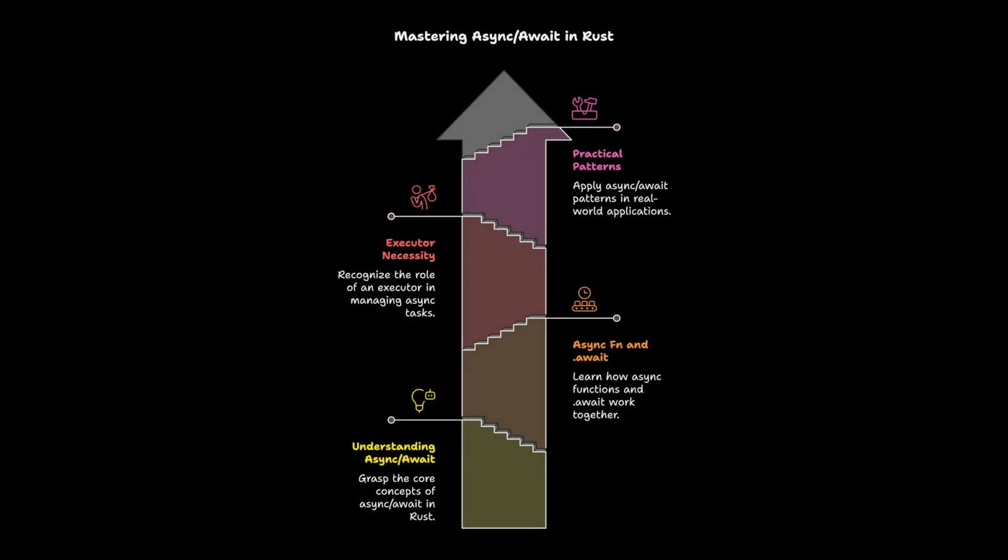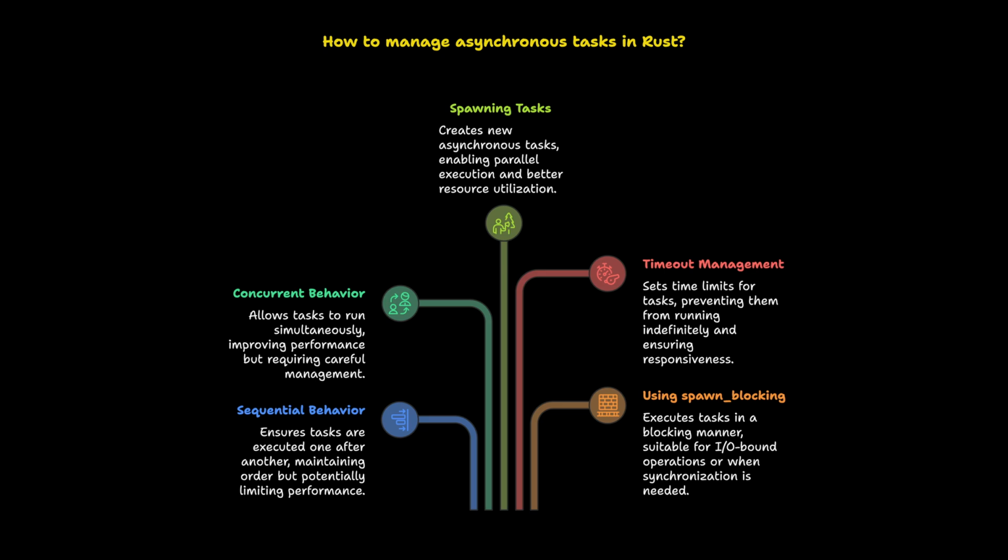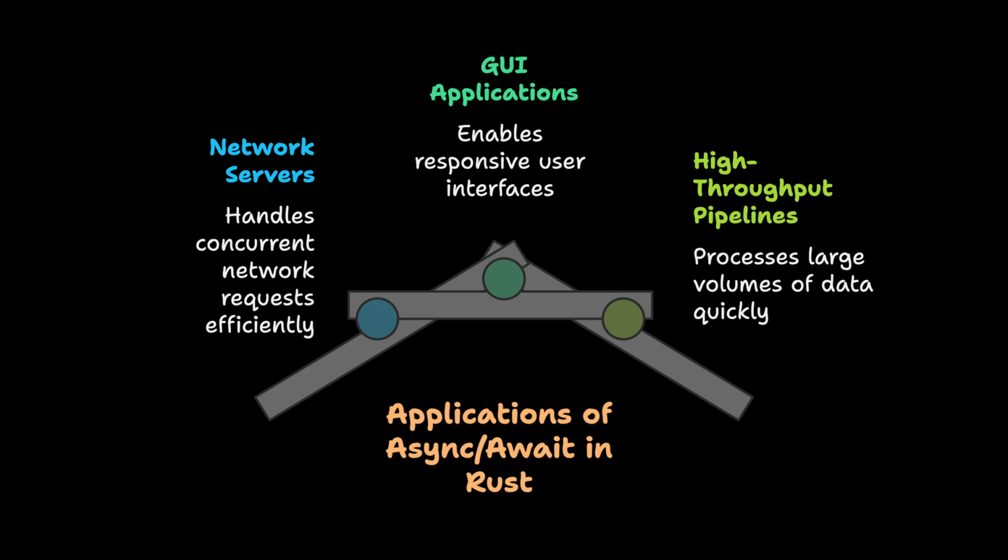Today, we're jumping into async await in Rust. What it is, how async and await work, why you need an executor, and the practical patterns you'll use in real apps. We'll compare sequential versus concurrent behavior, show spawning tasks, timeouts, and when to use spawn blocking. This is the foundation you'll use for network servers, GUI apps, and high-throughput pipelines. So let's make it solid and practical.